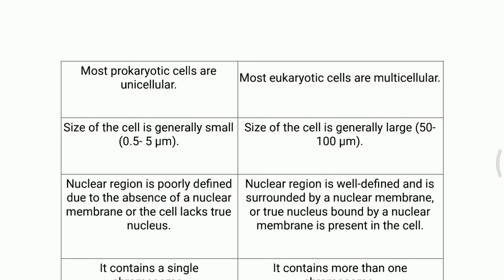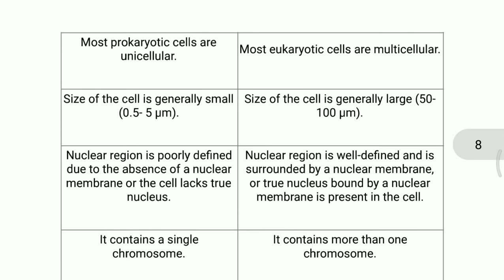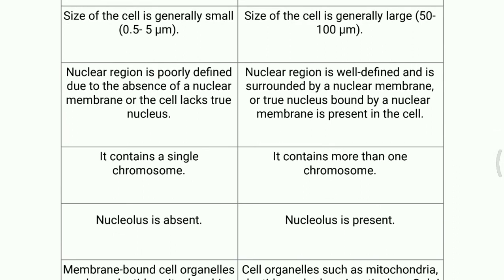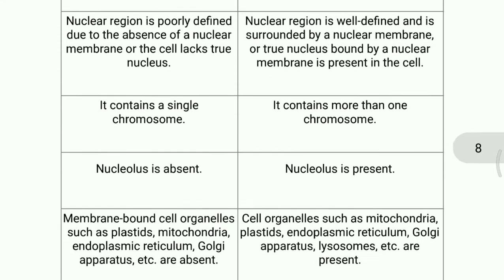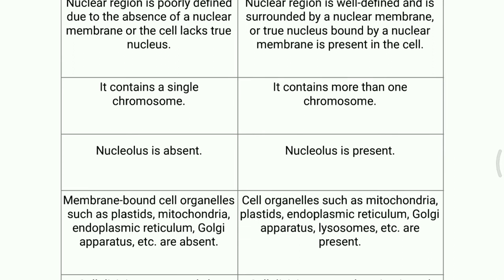Nucleus region is poorly defined due to the absence of a nuclear membrane, or the cell lacks a true nucleus. Nucleus region is well defined and surrounded by a nuclear membrane, or a true nucleus bound by a nuclear membrane is present in the cell. It contains a single chromosome. It contains more than one chromosome. Nucleolus is absent. Nucleolus is present.